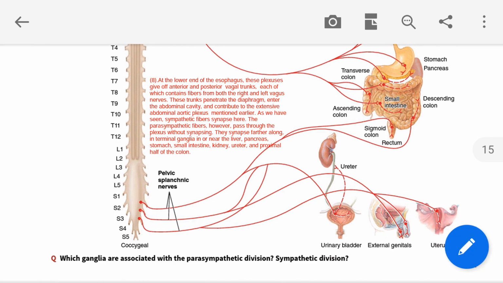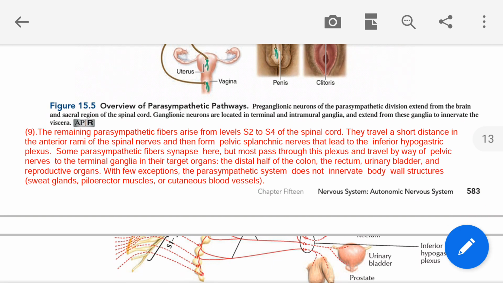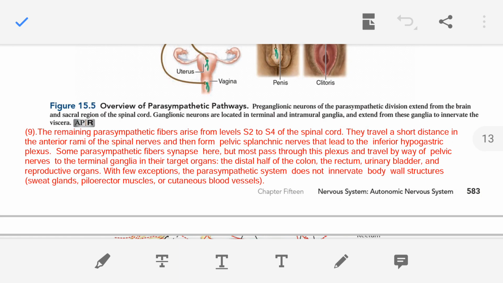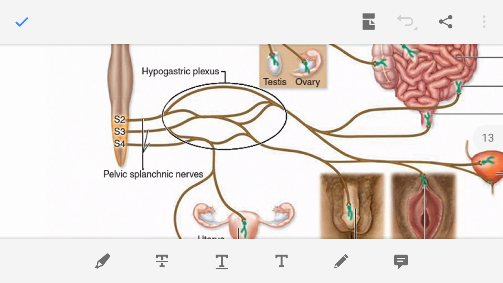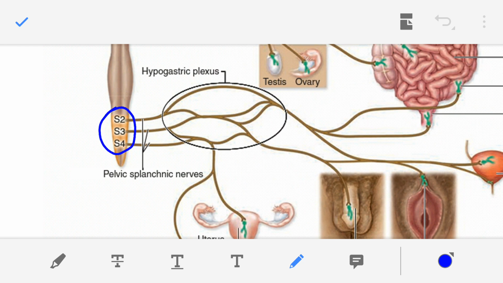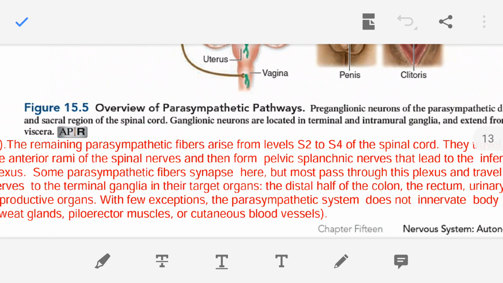Now we are discussing the 9th point. The remaining parasympathetic fibers arise from level S2 to S4 of the spinal cord. So this one is the S2 to S4 level of the spinal cord, and from here, as you can see, the parasympathetic fibers are arising.